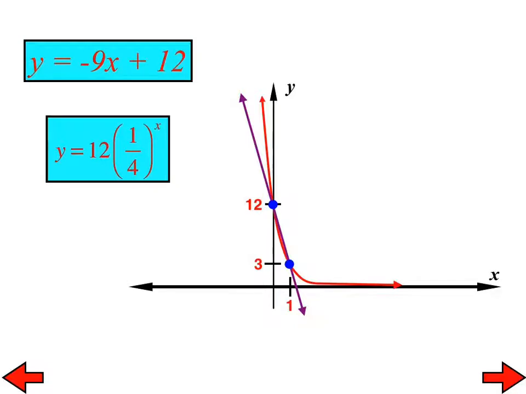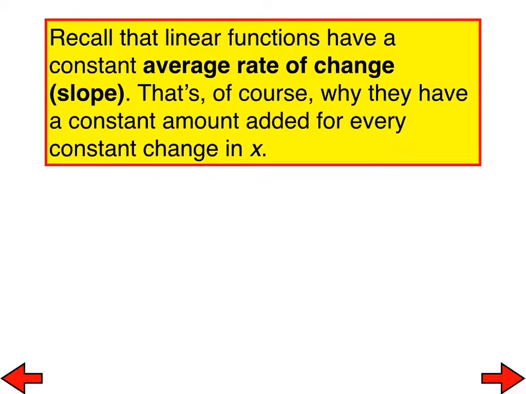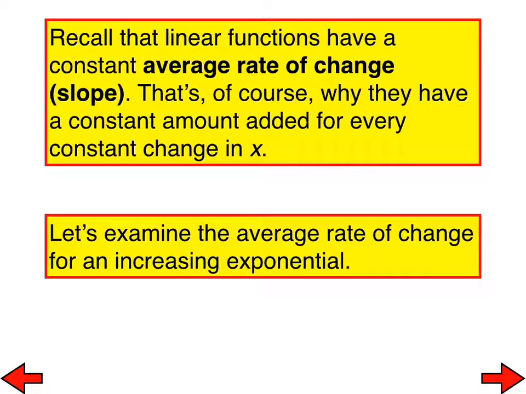All right, let's continue on. Recall that linear functions have a constant rate of change, or a constant average rate of change, which in terms of linear functions, that is the slope. That's, of course, why they have a constant amount added for every constant change in x. Let's examine the average rate of change for an increasing exponential function.